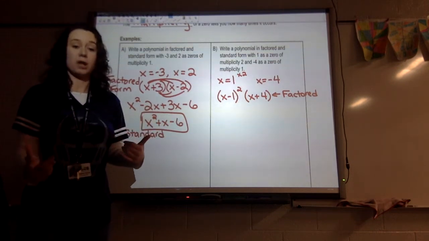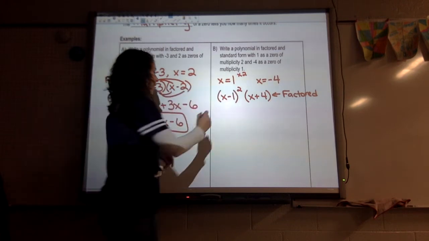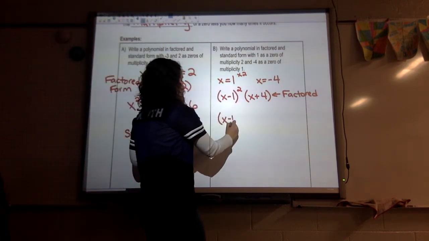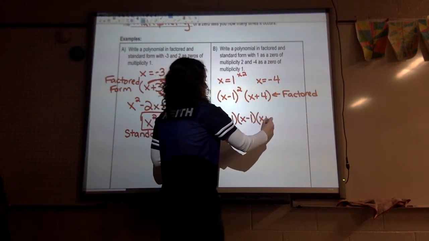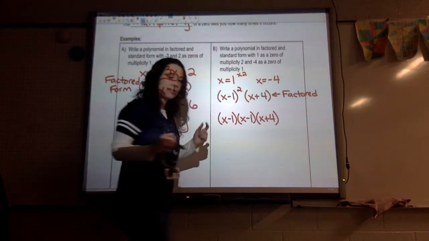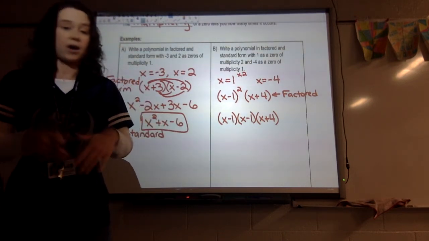If it asks me for standard form, it's going to ask me to go ahead and distribute, and I want you to watch how I do that, okay? This little squared right here means that I'm going to write this twice. I would recommend that you go ahead and write that out before you distribute. Anytime it's squared, I have to write it twice.